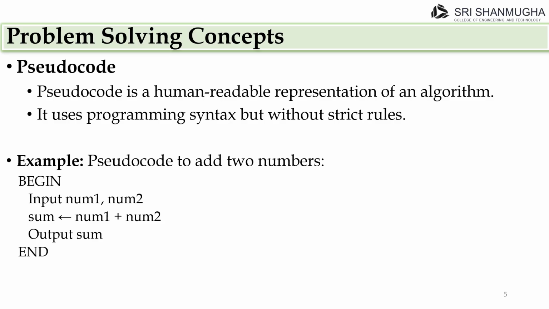All pseudocode must start with begin. When you are terminating, you have to give end. Here, after begin, I have given input number 1 and 2. In the next step, I am adding those two, number 1 and 2, and storing the result in sum. Next, check the output. Finally, I am printing the output: after adding number 1 and number 2, the result is stored in the sum value. So now I am printing that sum variable. After printing, you terminate the program. This is pseudocode.